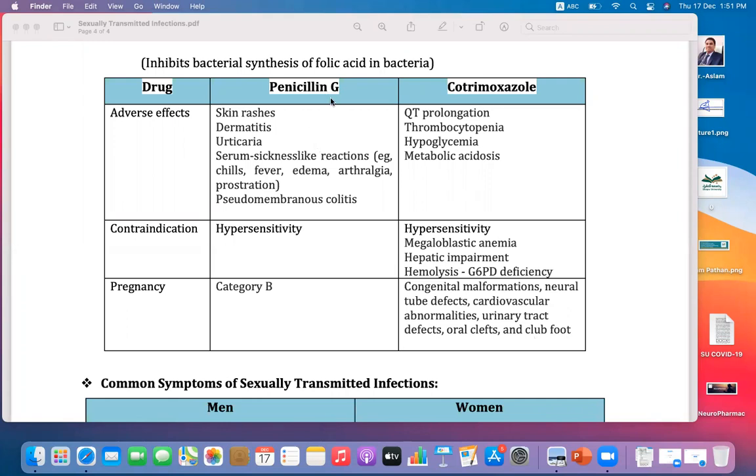And penicillin G is the mainstay in the treatment of syphilis. Adverse effects: as we know, the penicillins are responsible for hypersensitivity and allergic reactions including skin rashes, dermatitis, urticaria, serum sickness reactions like chills, fever, edema, arthralgia, and prostration, plus pseudomembranous colitis. Contraindications: it should be avoided in documented hypersensitivity to the drug. In pregnancy, it is category B, safe.